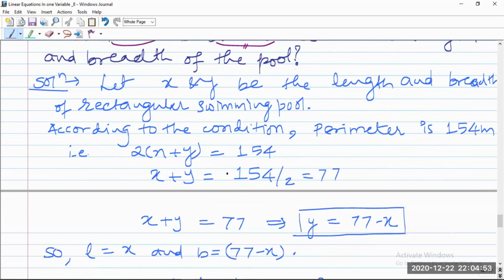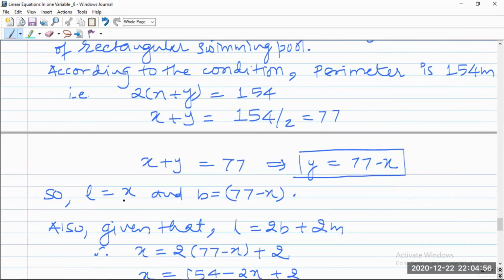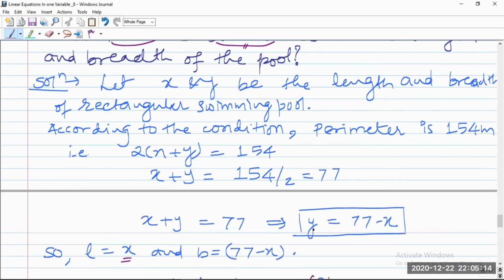Okay, so breadth is x, and then we can express the length in terms of x. Here, 2 times breadth: length is 2 times breadth plus 2 meters. Before that, we will discuss here. Let me consider x and y as the length and the breadth of the rectangular swimming pool. Since a rectangle is a two-dimensional figure, it has length and breadth. So I consider x and y to be the length and breadth. According to the condition given in the example, the perimeter of that rectangular pool is 154 meters.